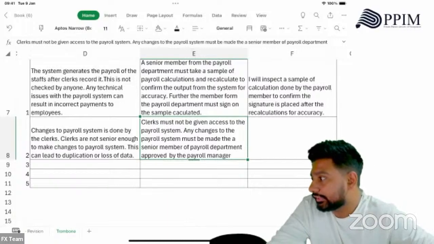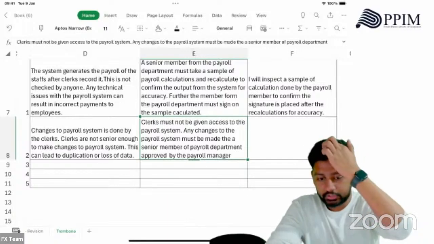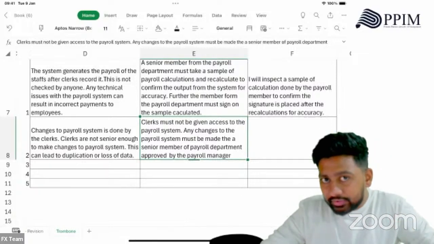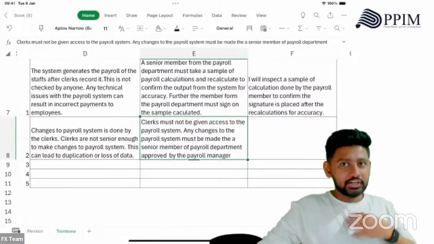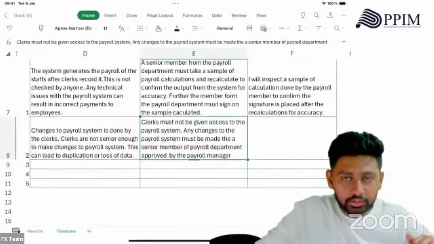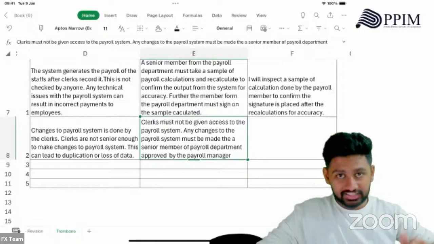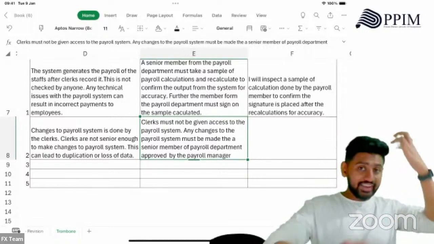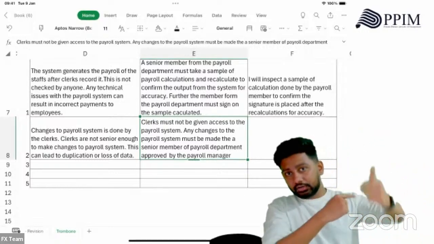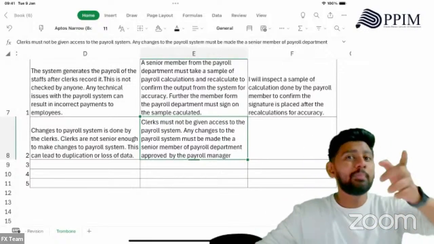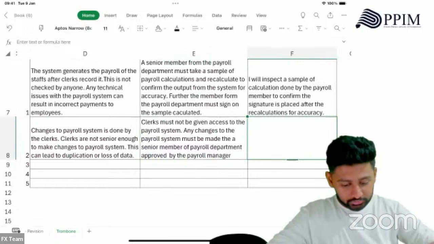How do I test if this system control is working? There are a few things that I can do. Here, the clerk should not be given access. I can take the clerk's credentials and try to log into the system. It has to deny. That is number one. Number two, I can take the log of people who have made the changes and see who made the changes. There are two things.